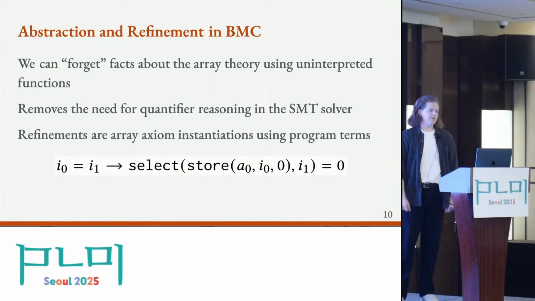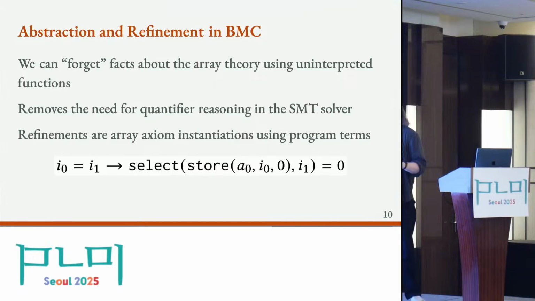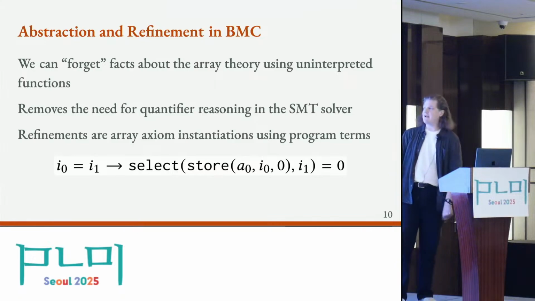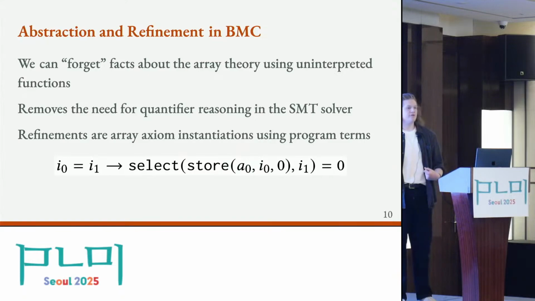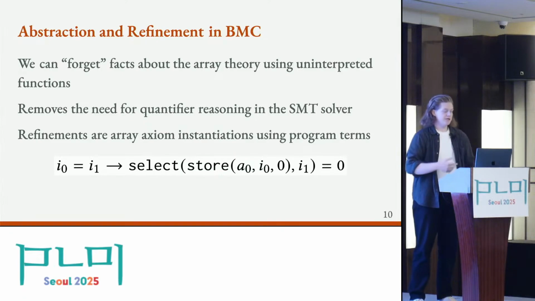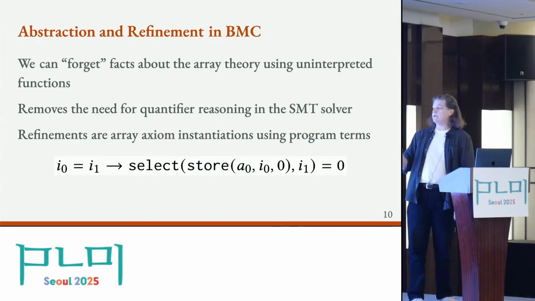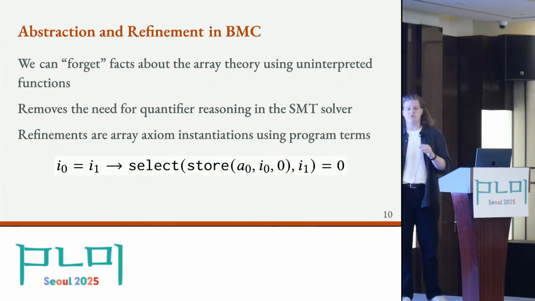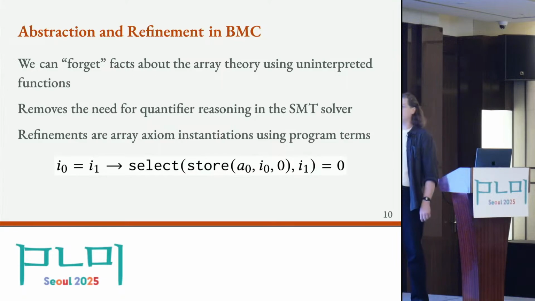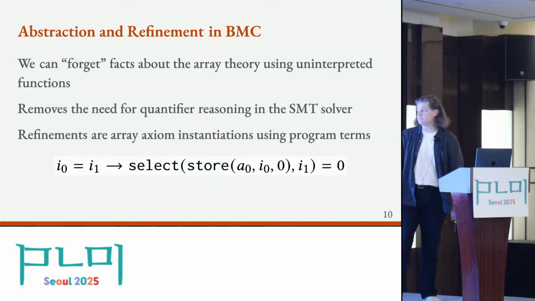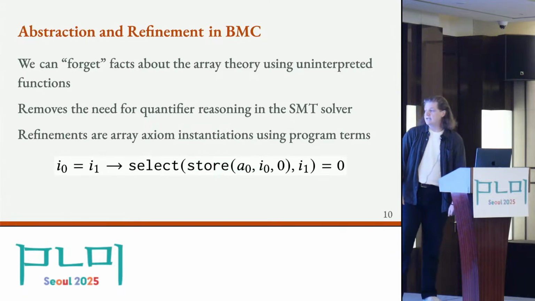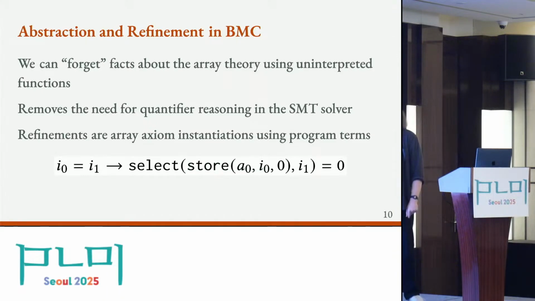So, abstraction and refinement in BMC. How we can think about abstraction at a high level is that we want to forget facts about the array theory using uninterpreted functions. So we're just going to forget all of the interpretation of the array theory, and we're just going to use uninterpreted functions, and add back in only the facts that we want the solver to know about. So we're going to worry about instantiating those quantifiers. And of course, this removes the need for quantifier reasoning in the SMT solver, at least at the array level. And what I mean by refinements are just array axiom instantiations using program terms.